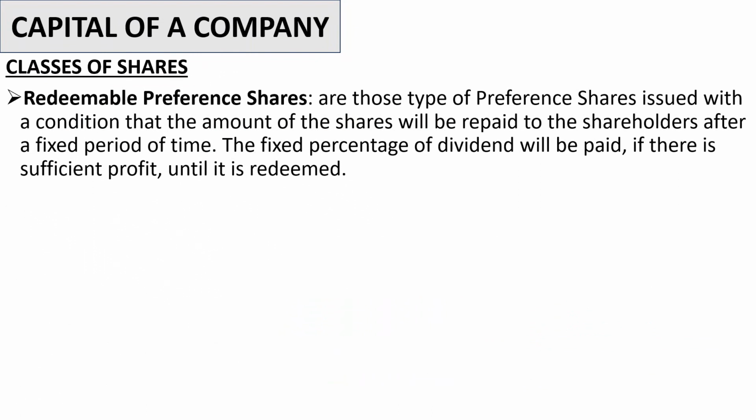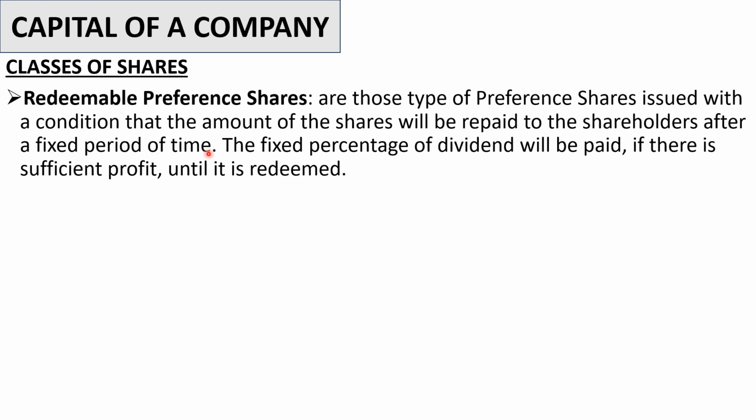So we look at the last type of preference shares, which are called redeemable preference shares. Redeemable preference shares are those type of preference shares issued with a condition that the amount of the shares will be repaid to the shareholders after a fixed period of time. So if we go back to the example of the power bank business, this shareholder buys one share at 100 kwacha. When they are buying, there's going to be a condition in that share which says that after 5 years we are going to buy back our share.